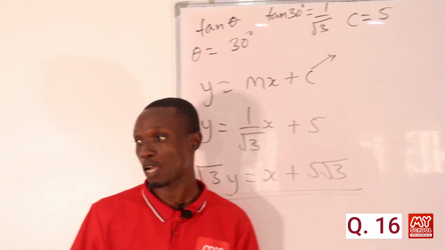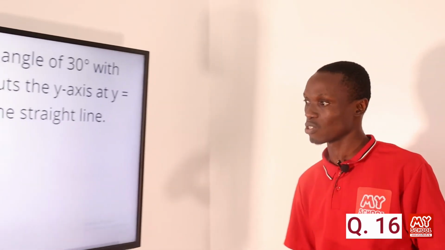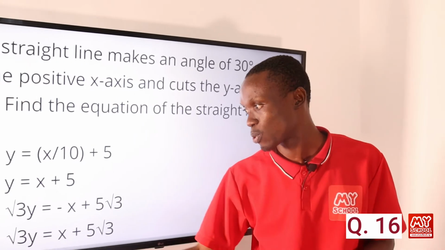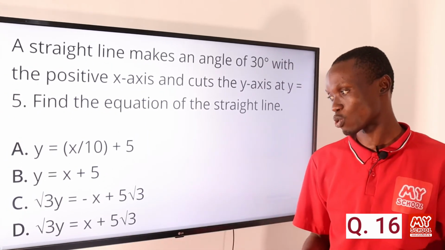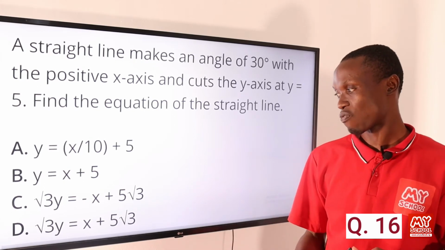Okay, so let's return back to the board to pick the correct answer to this question, and that is option D. Root 3y is equal to x plus 5 root 3.